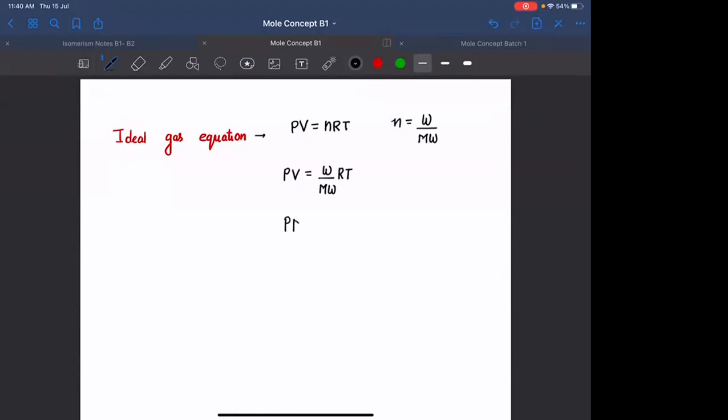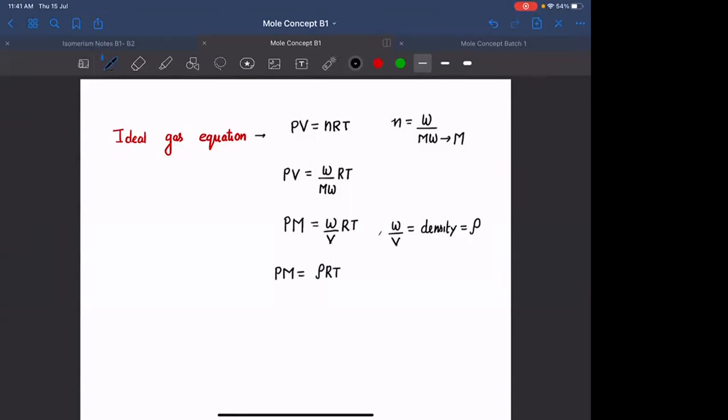I can rearrange this as P into molecular weight. I'm taking MW as capital M. Capital M indicates molecular weight. So P into M is equals to weight upon volume times RT. What is weight upon volume equal to? Density. We use the symbol rho for density. This is called as rho. So I can write this as PM is equals to rho RT.